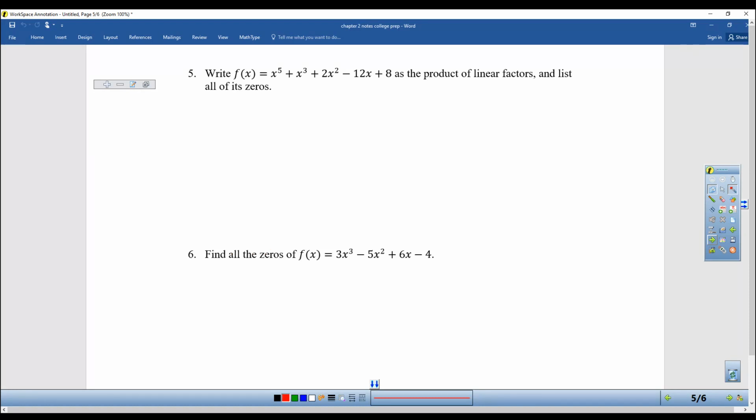This one is just slightly different in its directions. It says the product of linear factors, even if it's an i or a radical. They literally want you to factor all the way. Only x to the first power. You can't have an x squared.